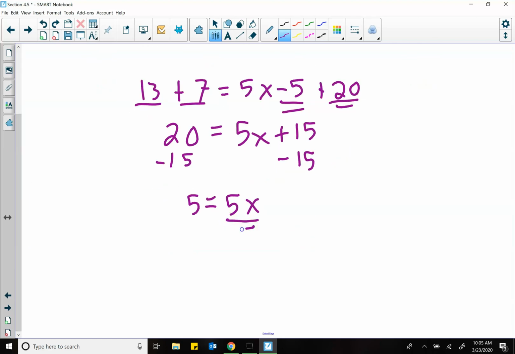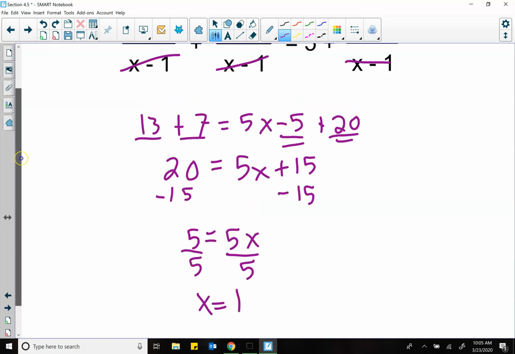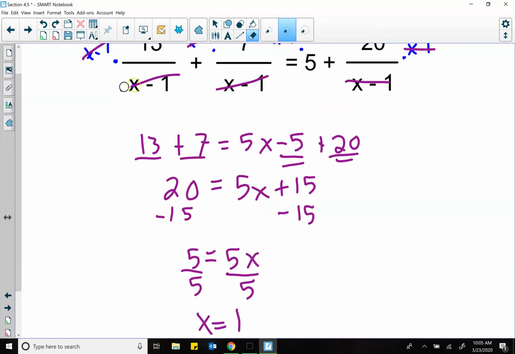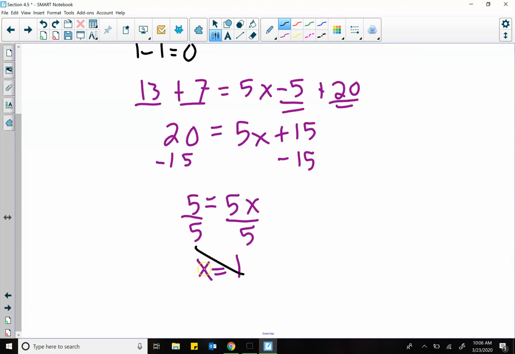Divide by 5, divide by 5, x is equal to 1. So we come up here. If I take 1 and plug it into my denominators, does that create 0? And it does, because 1 minus 1 is equal to 0. So what does that mean about this answer? It's no good, so we throw it out. So now we have no more answers left.